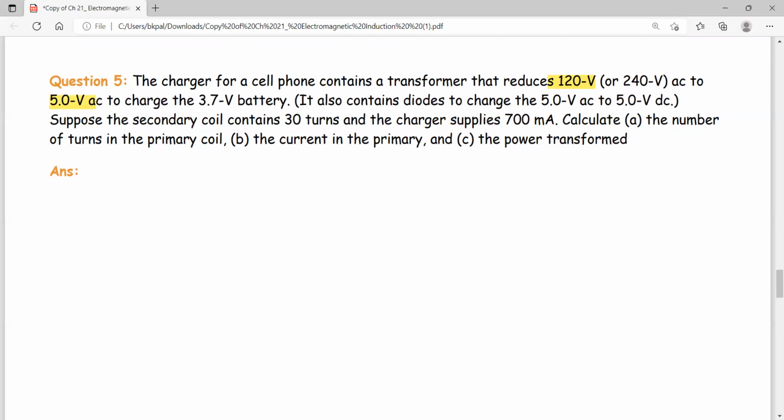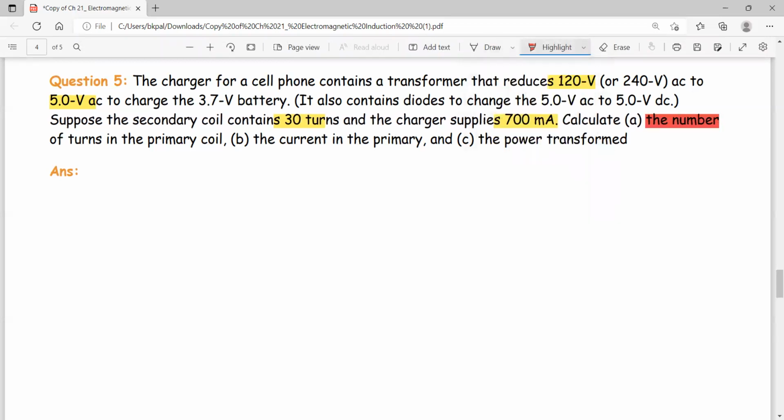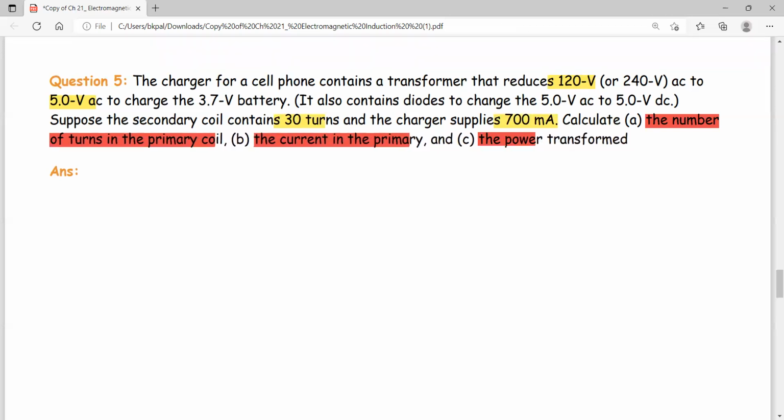Here there are several voltages, so you have to understand that it says the charger reduces 120 volt AC to 5 volt AC. So primary voltage is 120 volt, secondary voltage is 5 volt. Then we are given the secondary turns, NS is 30, and IS is 700 milliampere. So we have to calculate several things here. The first one is the number of turns in the primary coil, NP, then the current in the primary coil, and the power transformed.